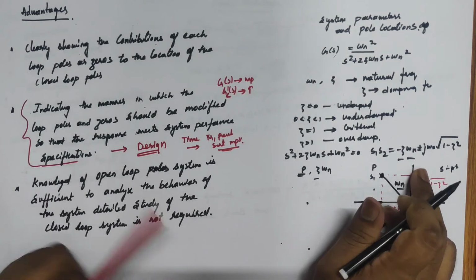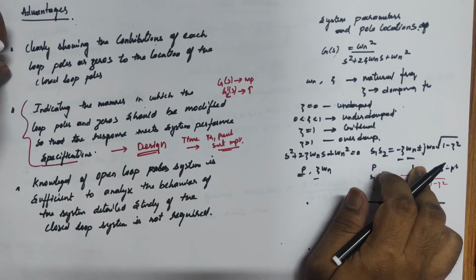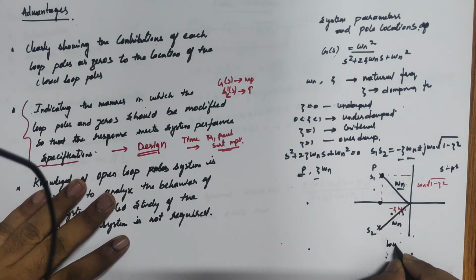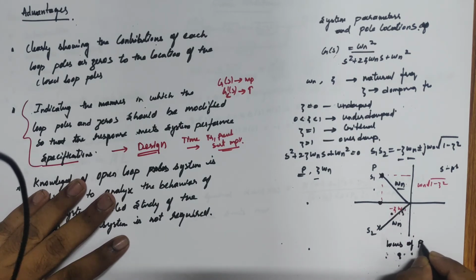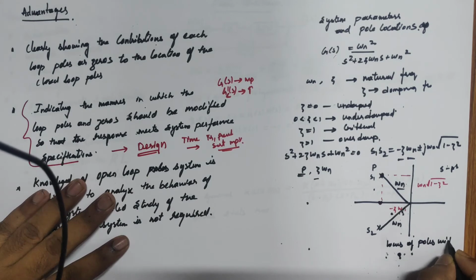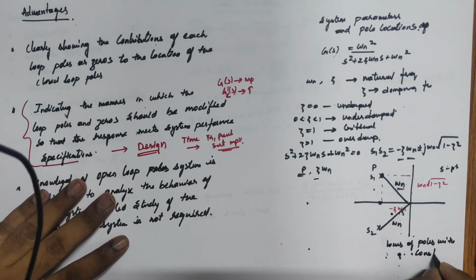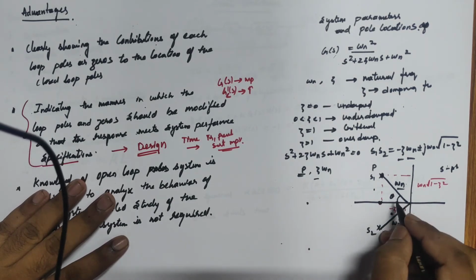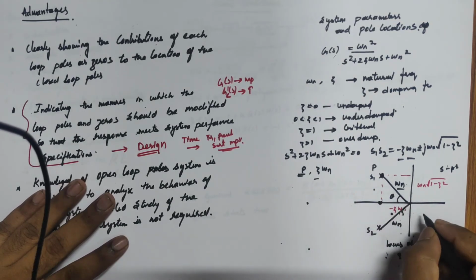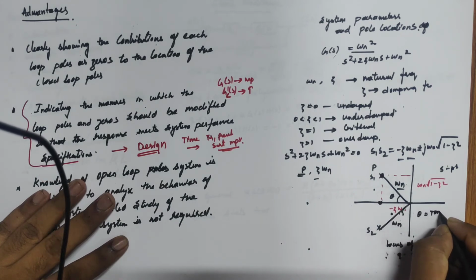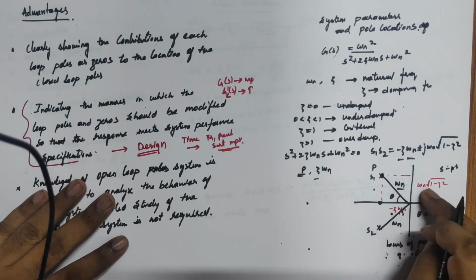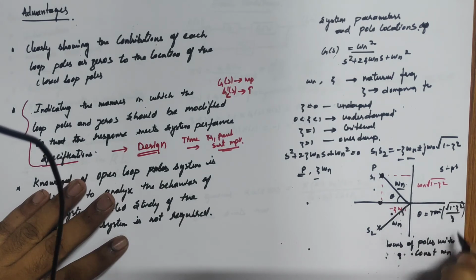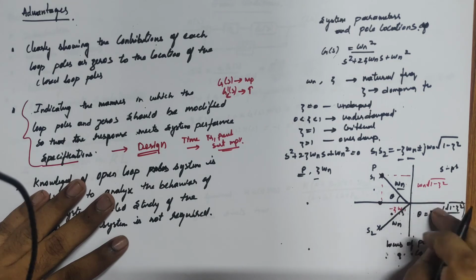That is the locus of poles with constant zeta omega n, and this angle is called theta. Where theta is opposite by adjacent, so my theta can be given as tan inverse of opposite by adjacent, omega n root of 1 minus zeta square by zeta omega n. Okay, so omega n gets cancelled.